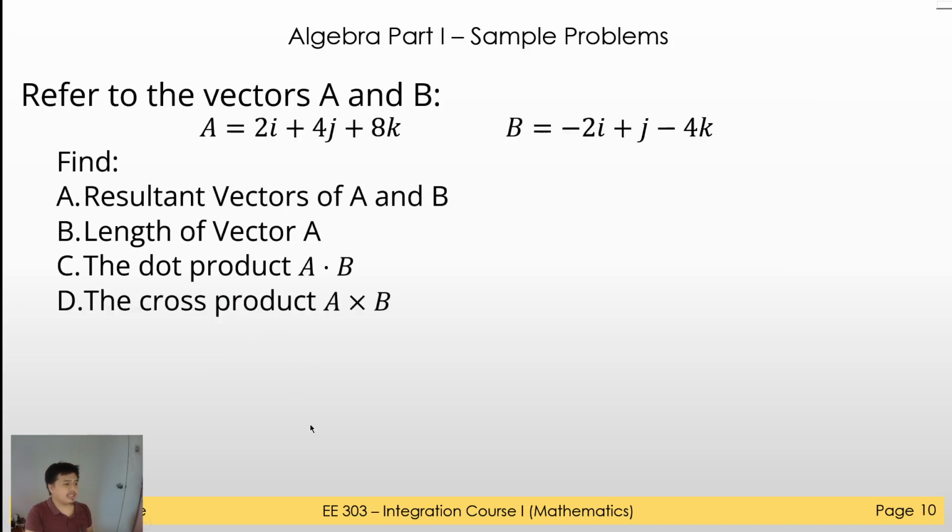So refer to the vectors A and B. Find the resultant vectors of A and B, the length of vector A, the dot product of A and B, and the cross product of A and B. Okay, so we can also utilize some calculators for this one.